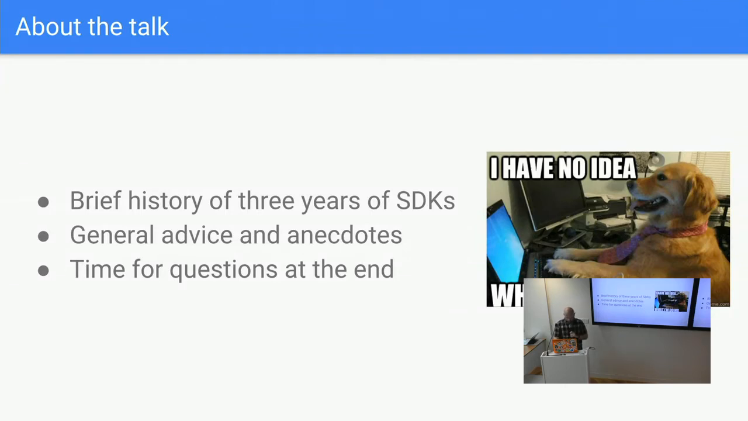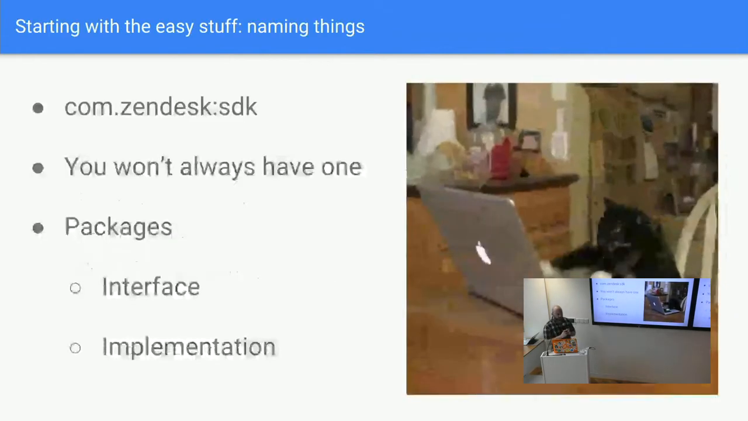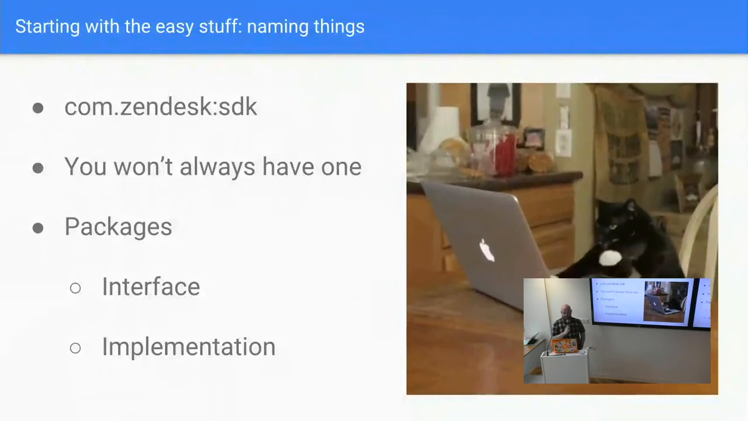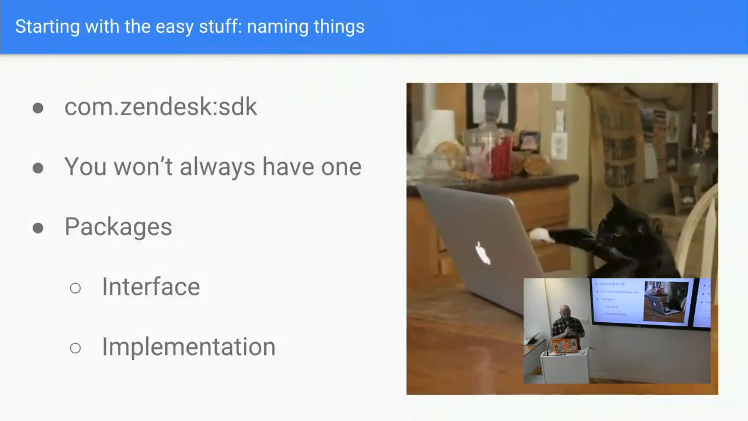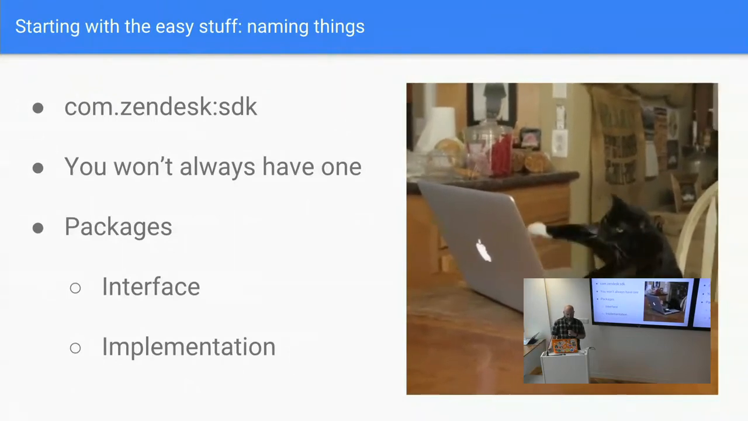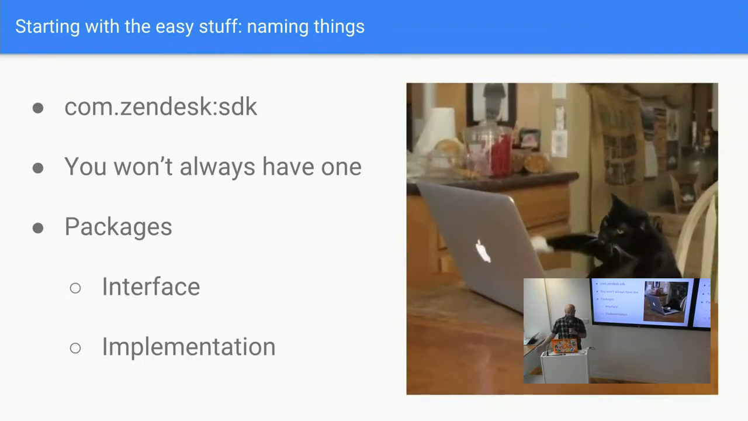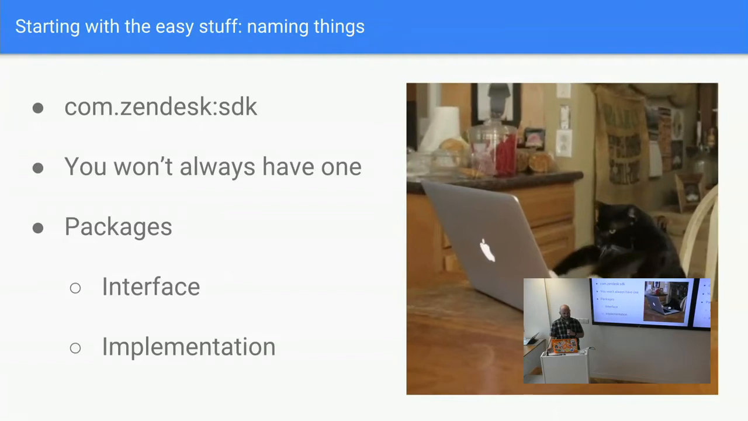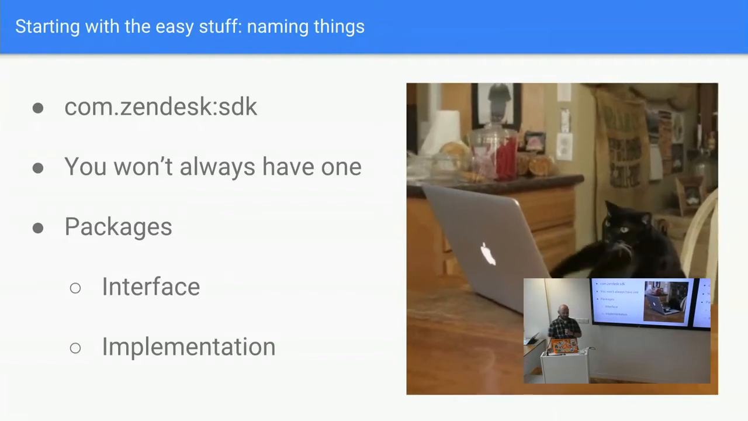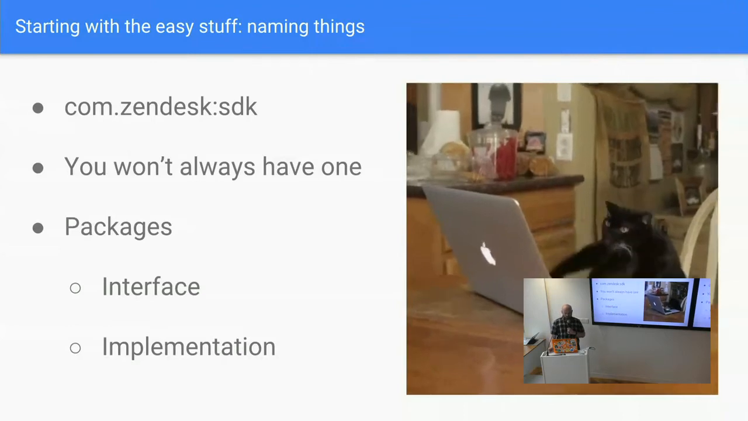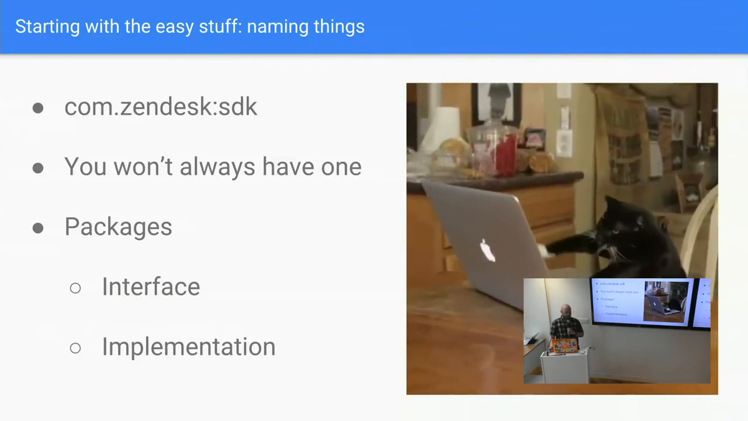Cool, so let's get started. The easy thing, when you think about it, is naming your SDK. We logically came along and did our domain, com.zendesk, and stuck SDK on it. That was great for a while, but then we acquired a company called Zopim who do live chat. And then suddenly SDK didn't really mean the same thing.